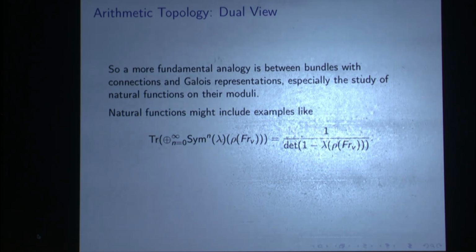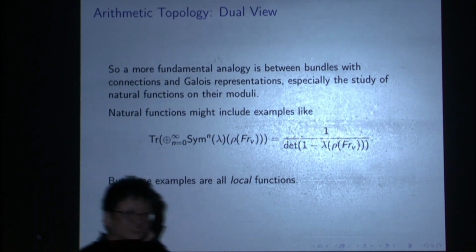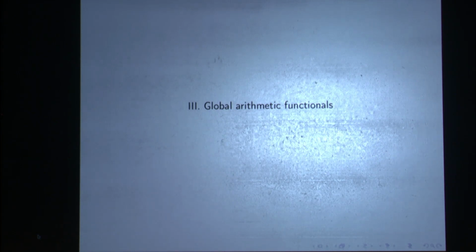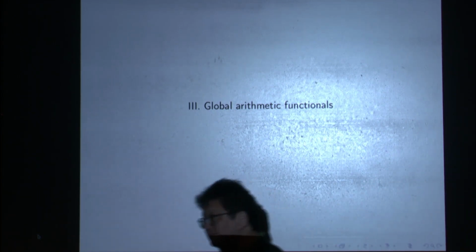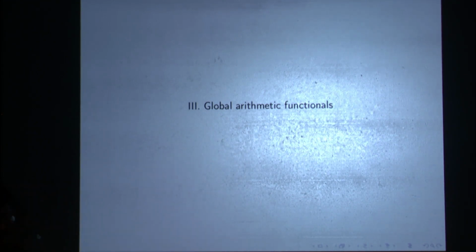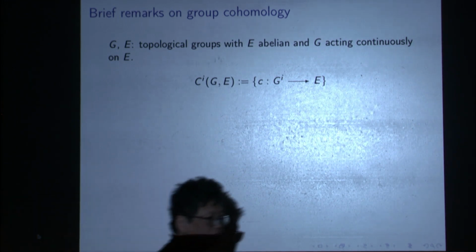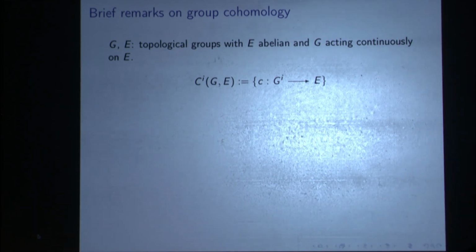But, of course, all the examples of this sort were local functions, right? So I'm now going to try to describe an example of a global function on the space of representations, which to me looks interesting. This is the Chern-Simons function, or rather the Dijkgraaf-Witten function that I'm about to describe. In order to do that, I'm going to use this only in a limited way, but I'll just very briefly remind you about group cohomology.